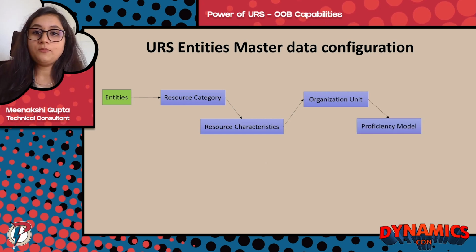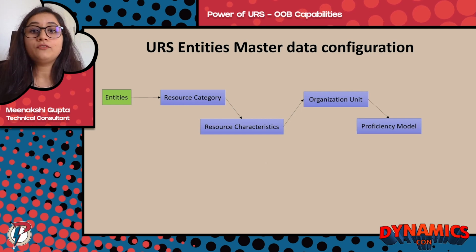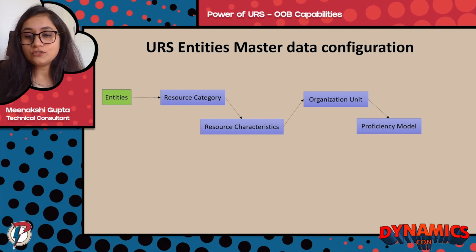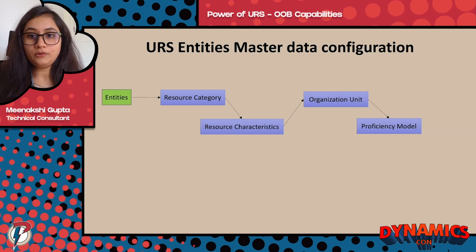Next one is the proficiency model. As I said, it's not mandatory, but if you have various kinds of resources and the count is too high, it's always good to define their proficiency model to be selected in the first place. So this is optional, but yes, I'm using it.